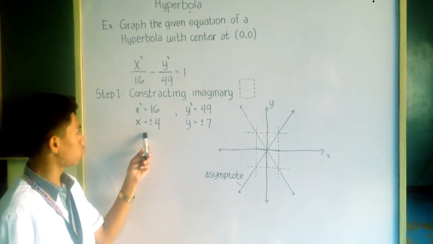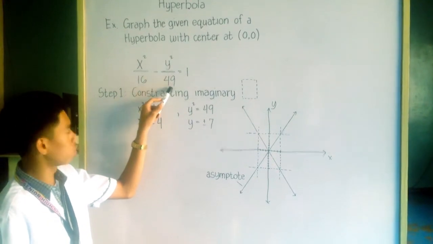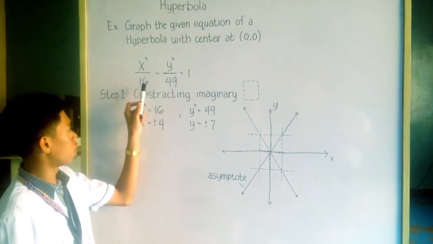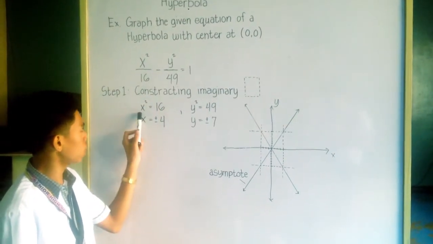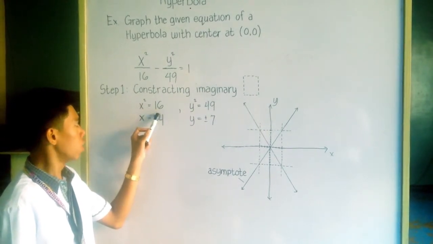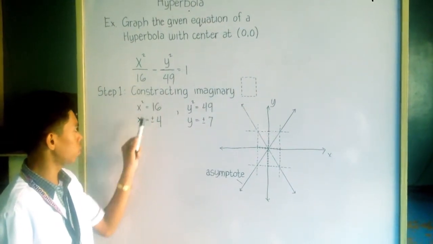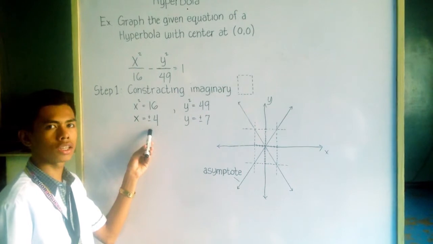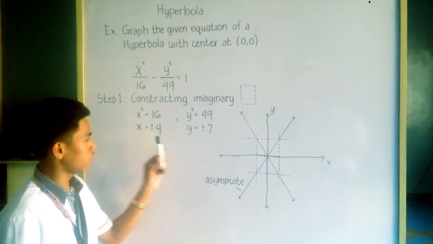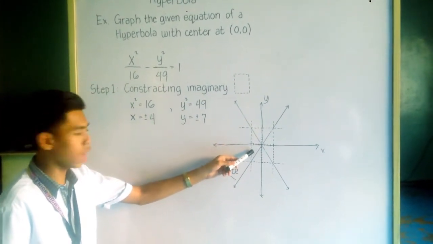First, we will use the denominator of our first term and the denominator of our second term. For the x, let us use the denominator of our first term, which is 16. So x squared is equal to 16. We all know that 16 is a perfect square, so let us take the square root of 16. It will give us plus or negative 4. This value is the number of units from the center along the x-axis.